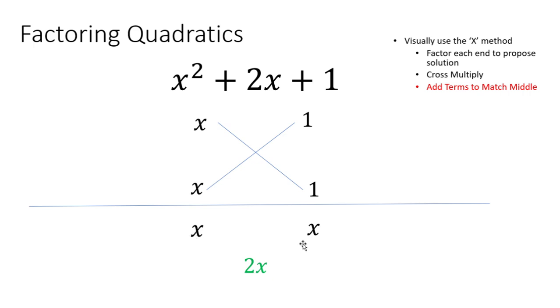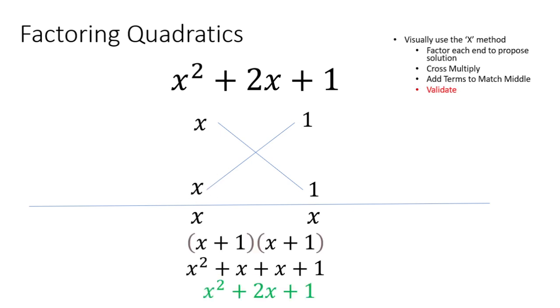So now we have an x, and this combines to 2x, and we see that these terms, when added, 2x matches the middle term, which implies that the original solution that we came up with, x plus 1 times x plus 1, works. But since it's math and mistakes can always happen, we always want to validate and check our work.